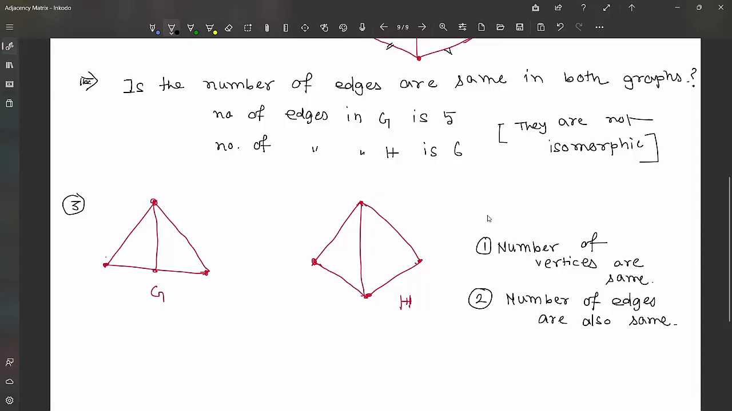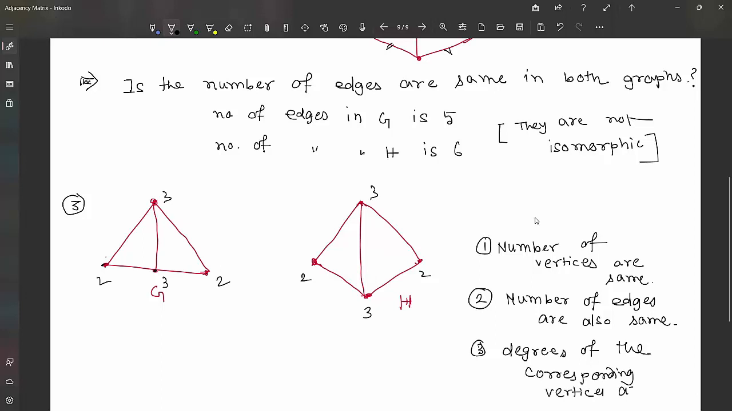After that, we will find the degree of each vertex. So here the degree is 3, here the degree is 3, here the degree is 2 and here the degree is 2. So here also the degree is 2 and 2, and the degree is 3, here the degree is 3. So the degrees of the corresponding vertices are also the same. So number 3, the degrees of the corresponding vertices are the same.